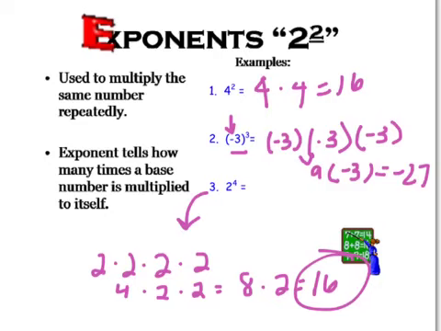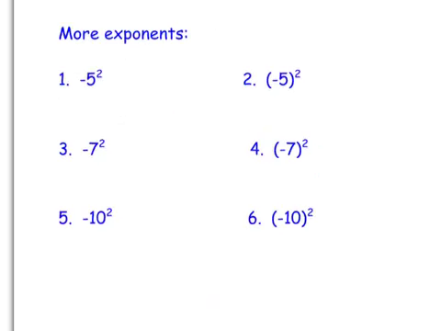The next slide's a little trickier. Okay, now this is actually a little tricky. So what we're going to do is we're going to talk about negative numbers with exponents. So if you look at this, one has negative 5 squared. Number 2 has parentheses, negative 5, and then squared. Now, are these two different? They actually are completely different. So I'm here to tell you what they are.